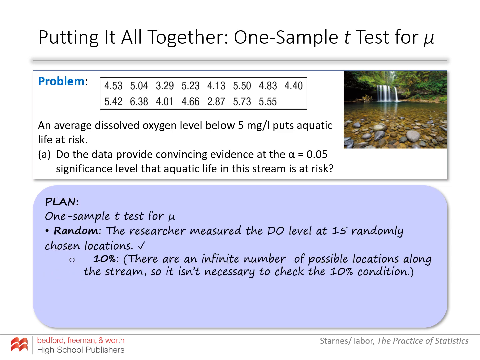Now let's plan. Our inference procedure is a one sample t-test for mu. Remember, we're doing a test now, not an interval. It is random. You selected it at 15 randomly chosen locations. We don't really need to check 10% because there's a bunch of locations in the stream. So this kind of verbiage is fine. If you wrote that 15 is less than 10% of all locations in the stream, that's fine too, but it's not necessary. Think about your real world. Of course 15 is less than 10% because I can move over 1 little centimeter and now I'm at a different location. So we have an infinite number of possible locations.